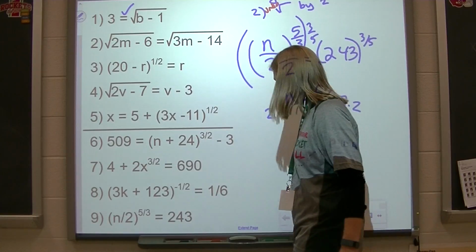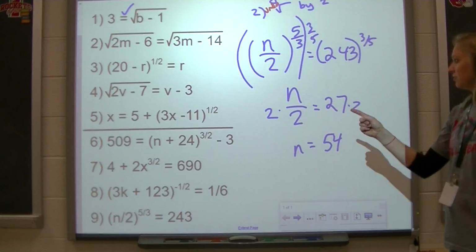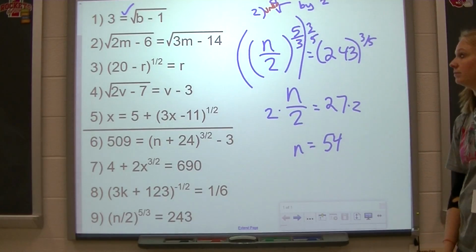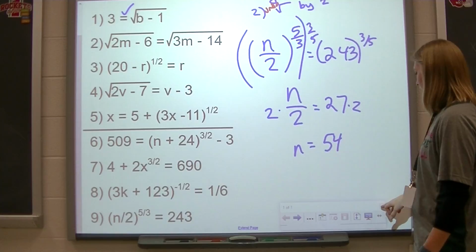And you can check it, and that works out as well. 54 divided by 2 is 27, 27 to the 5/3 power is 243. Any questions? Don't hesitate to write them down and bring them in and ask.